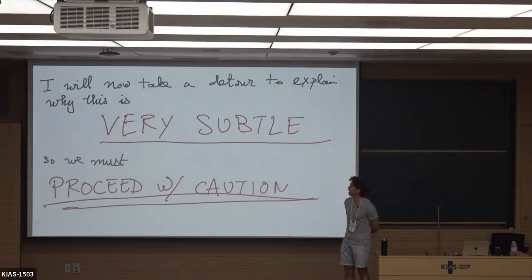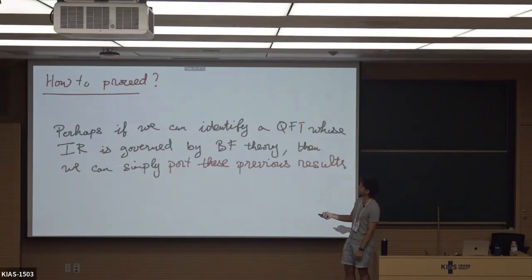And that's because basic notions that we take for granted, quantum field theory in flat space, don't port to de Sitter. Okay, I'm going to review that now before we go on to the next example. Why is this subtle? Why can't we just take some theory whose IR is governed by BF theory and then simply port the previous results?